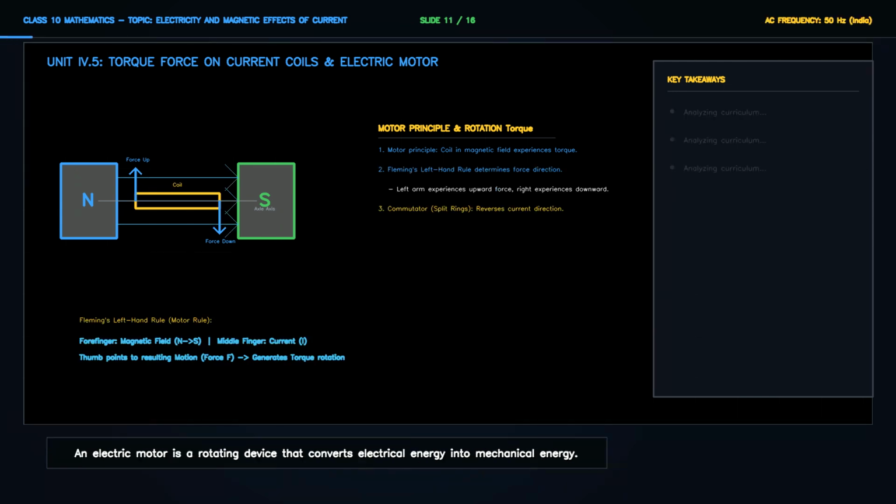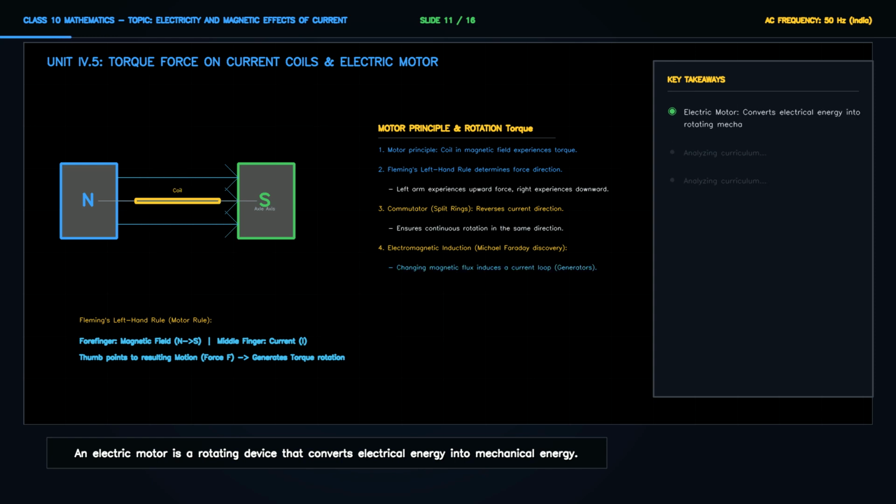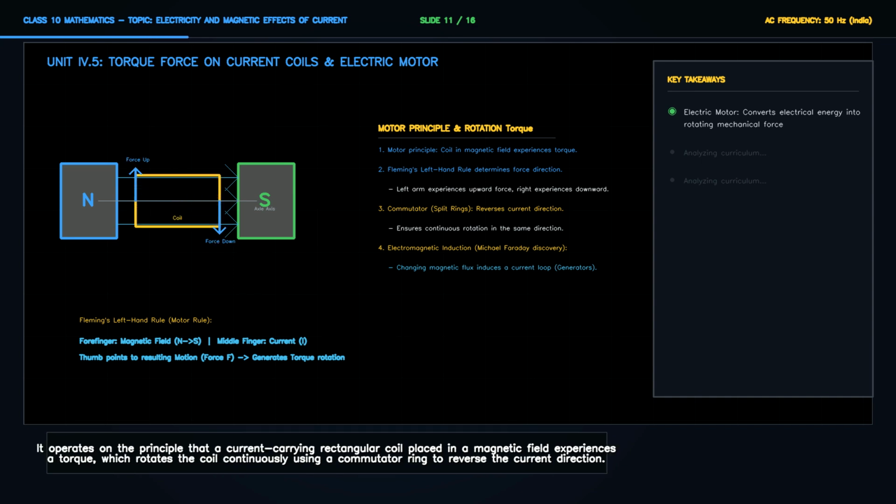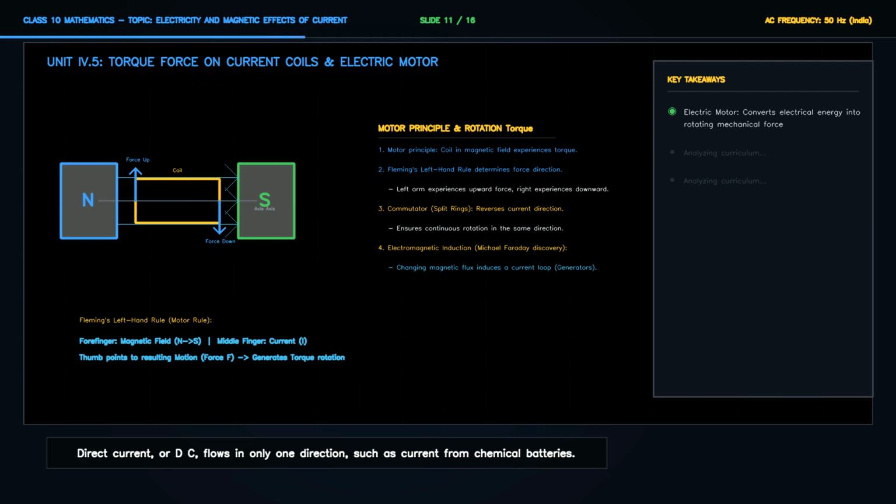An electric motor is a rotating device that converts electrical energy into mechanical energy. It operates on the principle that a current-carrying rectangular coil placed in a magnetic field experiences a torque, which rotates the coil continuously using a commutator ring to reverse the current direction.